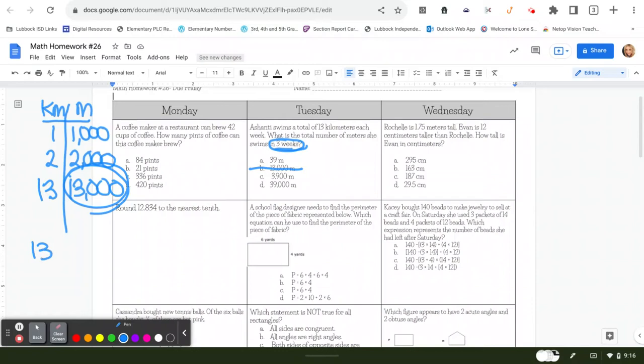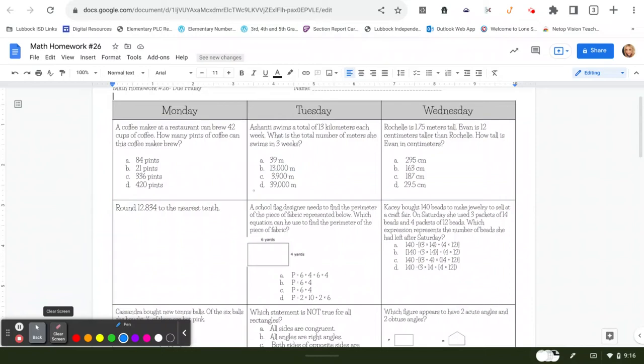So I'm going to do 13,000 times 3. 3 times 0 is 0. 3 times 0 is 0. 3 times 0 is 0. 3 times 3 is 9. 3 times 1 is 3. Now we can come back over and find our answer. Next.